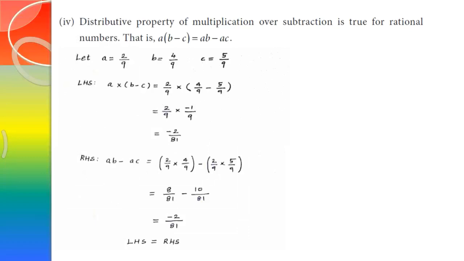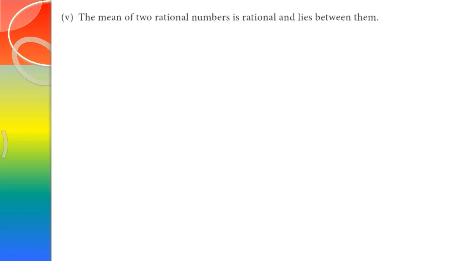Next we find the right side value, AB minus AC. AB means A into B. 2 by 9 into 4 by 9 minus 2 by 9 into 5 by 9. In the first bracket, 2 4s are 8, so 8 by 81. In the second bracket, 2 5s are 10, so 10 by 81. Subtracting the values, we get minus 2 by 81. So left side is equal to right side. Both sides are verified. Next, we go to the fifth property.